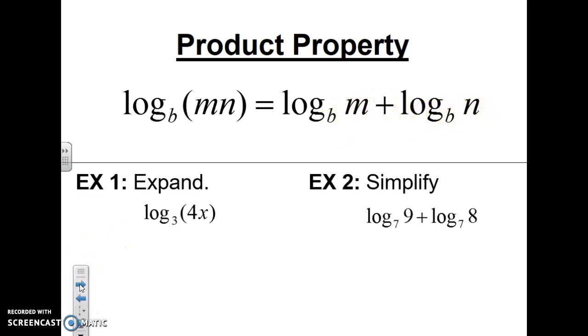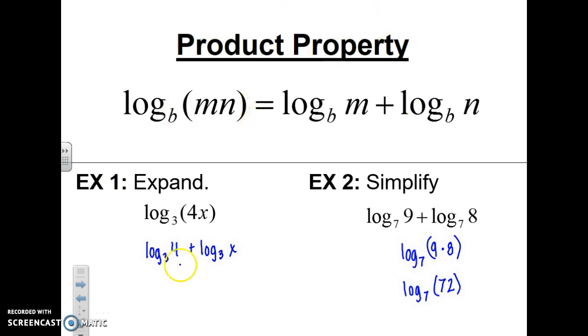So some examples that we have here, if we have log base 3 of 4x and we're asked to expand that, we could make it log base 3 of 4 plus log base 3 of x. For example 2, we're asked to simplify. If we have log base 7 of 9 plus log base 7 of 8, we could write that as log base 7 of 9 times 8. So, of course, log base 7 of 72. Alright, so that is our product property.